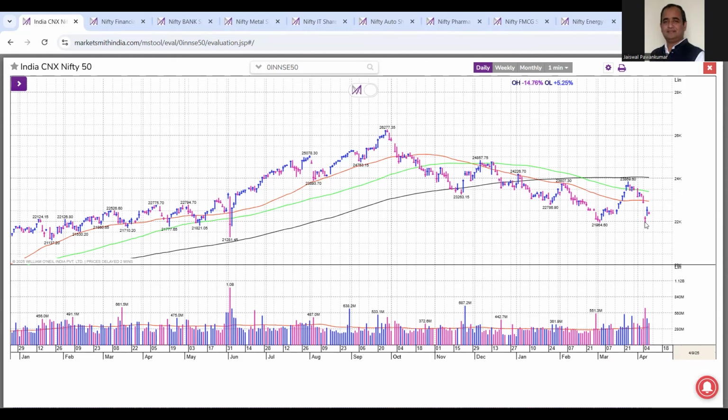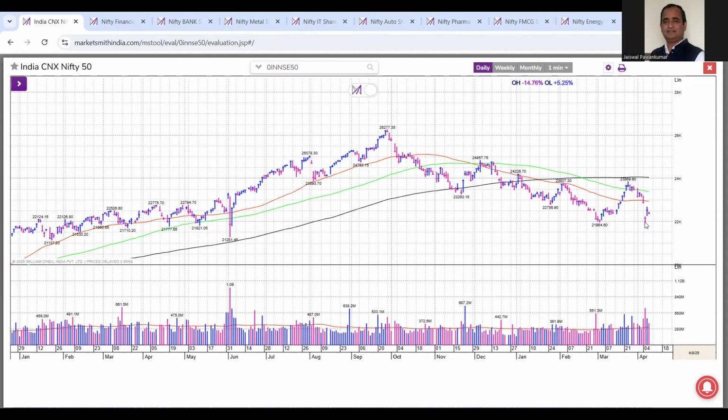Now, why is 22,000 important at the current level? Mainly because of two reasons. One is the psychological 22,000 zone, and another is the 100-week moving average placed in that range, which is currently around 22,150. That is why 22,100 is a key level to watch in the current market scenario.